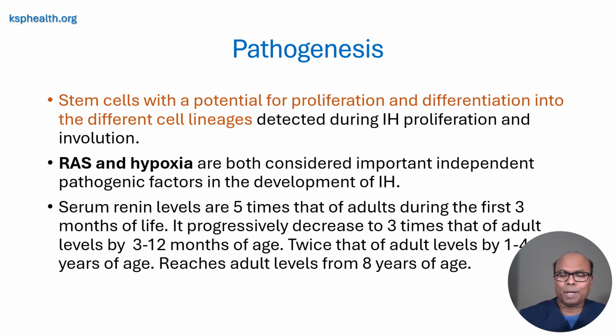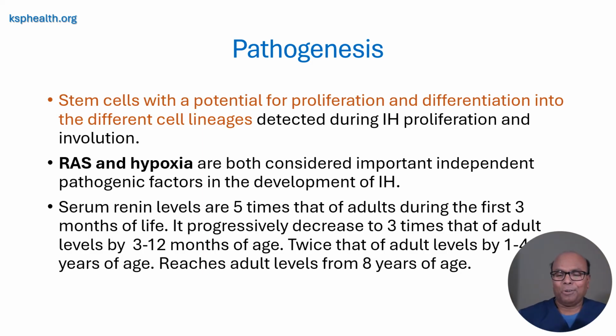The pathogenesis remains unknown at this point. It is speculative. The number one being stem cells with potential for proliferation and differentiation into the different cell lineages. That has been detected in patients with IH, infantile hemangioma proliferation and involution. The second interesting speculation is the renin-angiotensin system and hypoxia, both considered important independent pathogenic factors in the development of hemangioma.